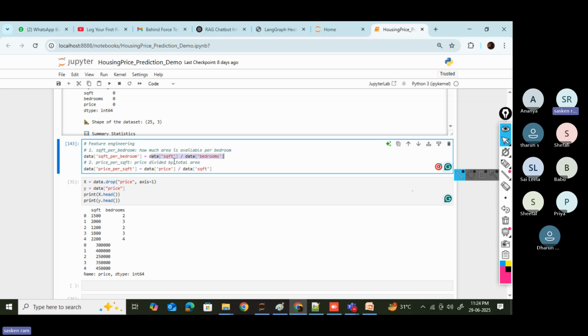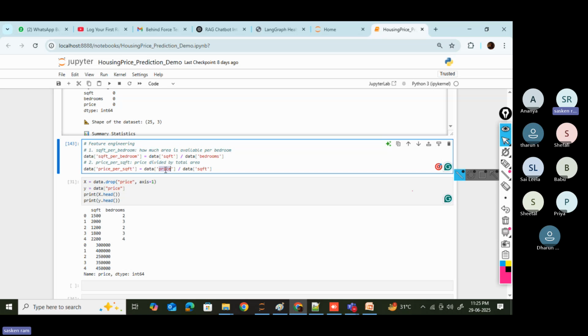On the right side, I divided the square feet, which is already in my data set, by the bedroom, which is also already available. If I divide the square feet by the bedroom, I get square feet per bedroom. So I was able to derive a new column based on the existing columns. This is called feature engineering.